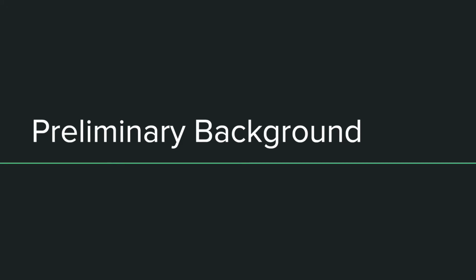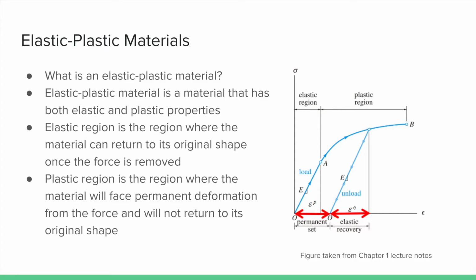Okay, so now I will get into the preliminary background. An elastic plastic or elastoplastic material is a material that has the properties of both an elastic and plastic material. This means that the material has a stress-strain diagram that is similar to the figure taken from the Chapter 1 lecture notes. This diagram shows that if the strain disappears when the stress is removed, the material behaves elastically. And when the strain does not return to zero after the stress is removed, the material behaves plastically.